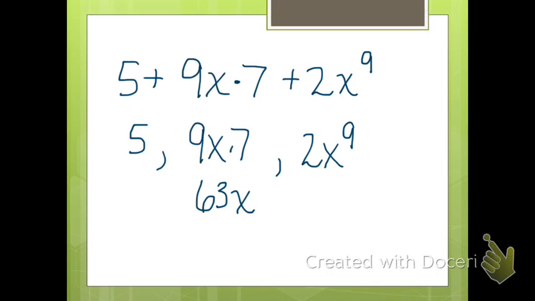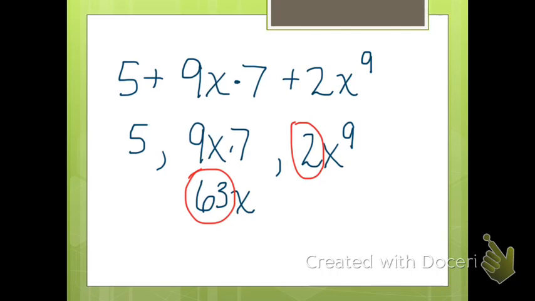Okay, here's another question looking at this expression. What are the coefficients of the terms here? There are 2 terms with coefficients, and the coefficients are 63 and 2. The term 2x to the 9th has a coefficient of 2, and the term 9x times 7 has a coefficient of 63, because the coefficient is always the number that goes with the variable, the number being multiplied by the variable.